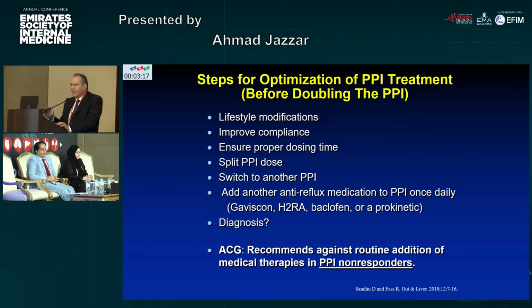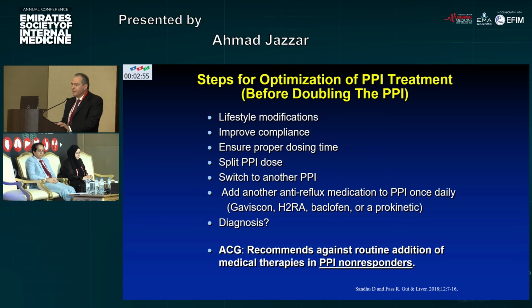Taking the PPI 30 to 60 minutes before meals is important to have a full effect, because you can lose up to 30, 40% of the effect if you take it after meals. The exception is Dexlant, or dexlansoprazole. Split PPI dosing: if the patient takes a dose in the morning and has breakthrough symptoms at night, you can split the dose, or vice versa.